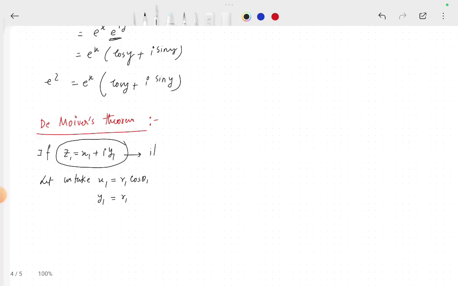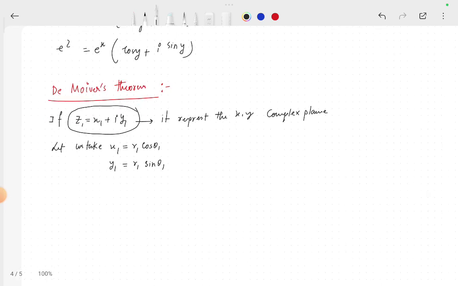So it represents the xy complex plane, right? The Cartesian complex plane. Now this xy complex plane I have to represent in an r theta complex plane. So you already know the Cartesian coordinate to polar coordinate conversion. So use this concept actually here. Sin theta 1. Okay, so let's put this value.